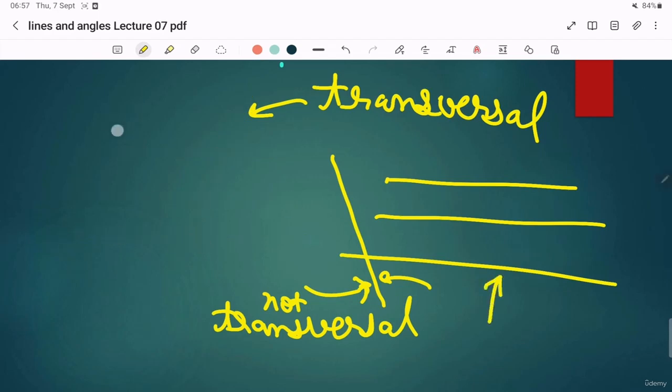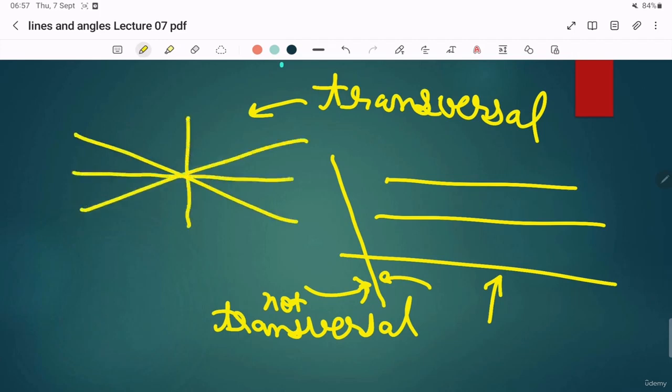Now let's say we have lines like this. So in this figure also, we don't have any transversal. All these four lines have a common point of intersection, which is this. Therefore, we don't have any transversal here. A transversal must intersect two or more lines at distinct points. So in this video, we have seen what are vertically opposite angles and we have also seen what is transversal. Thanks for watching.